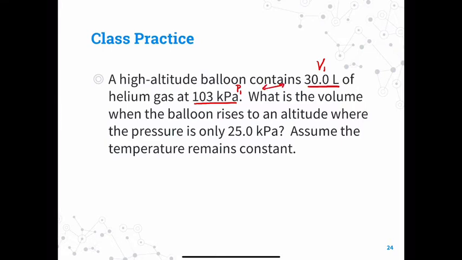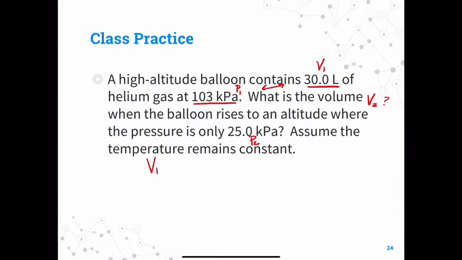Okay? The next sentence, what is the volume? So we're trying to find a volume. So we're trying to find volume 2. When the balloon rises to an altitude where the pressure is only 25 kPa. So that will be our P2. Assume the temperature remains constant.